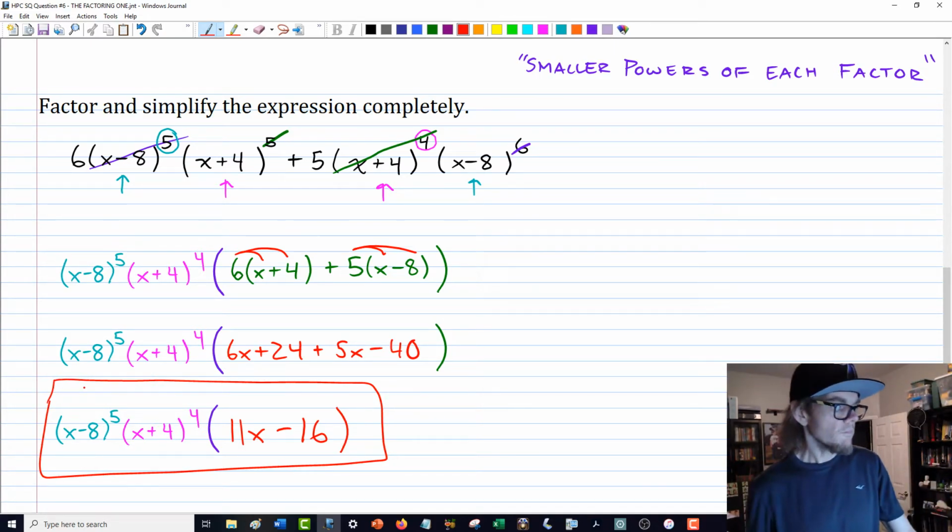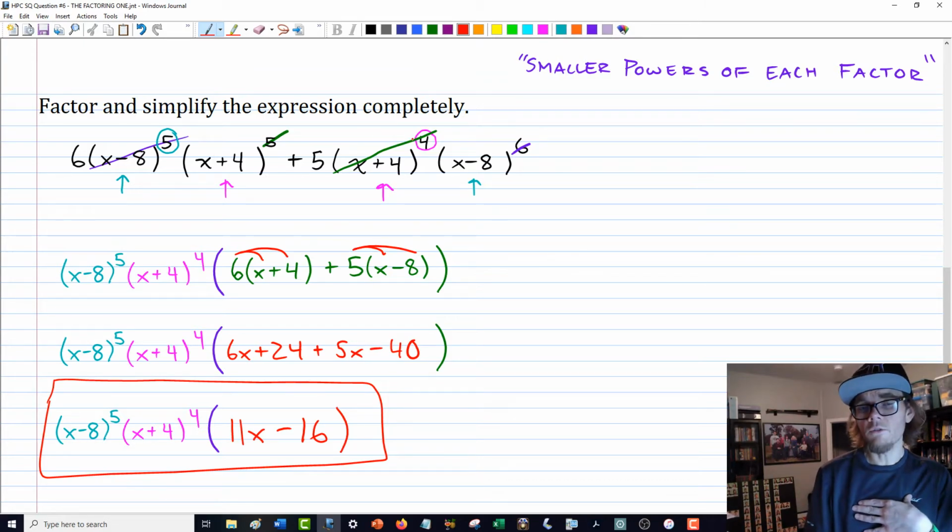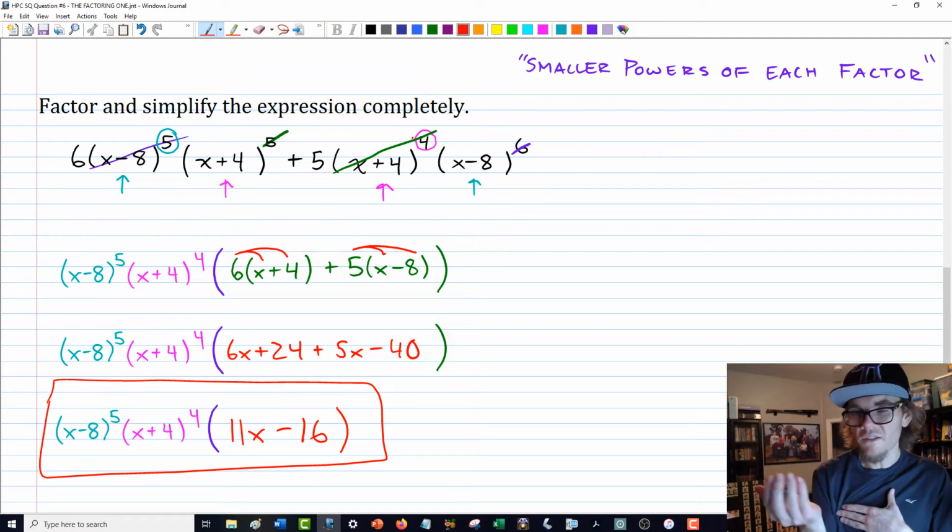equation. So again, what was our strategy here? We basically looked for the smaller power in each one because that would represent part of the GCF, because it comes out of both terms since it's smaller.